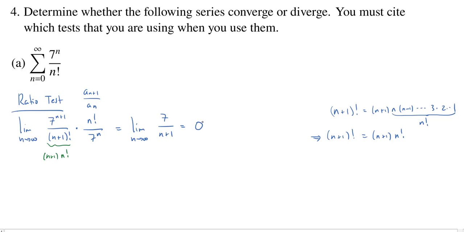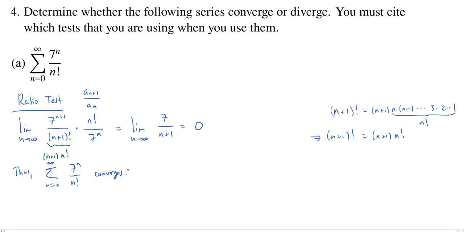And the ratio test says if the limit is less than 1, then the series converges. So thus, the series from 0 to infinity of 7 to the n over n factorial converges. Okay, so we've got a solution.